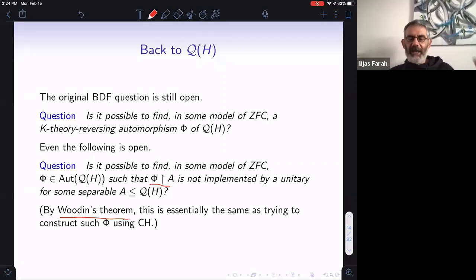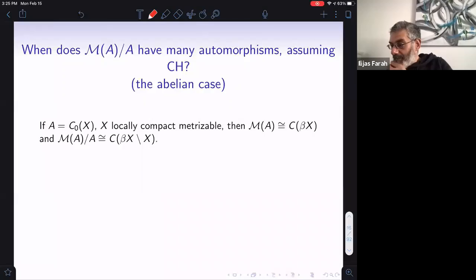Actually, we'll come back to it for the other side of the coin of the Phillips-Weaver theorem. But for now, let's just move on to other coronas. Any questions? Okay.